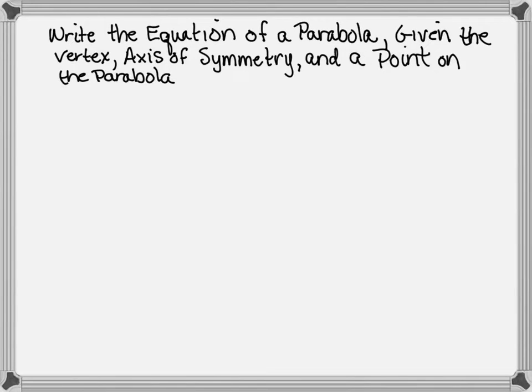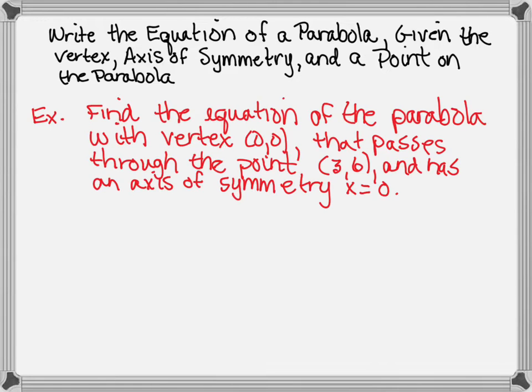Let's look at an example of how to write the equation of a parabola given the vertex, the axis of symmetry, and a point on the parabola. So for example, let's find the equation of the parabola with vertex 0, 0 that passes through the point 3, 6 and has an axis of symmetry x equals 0.